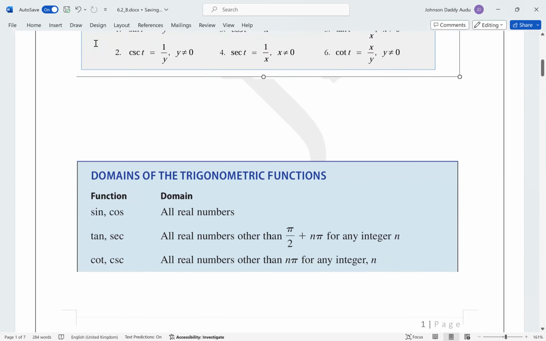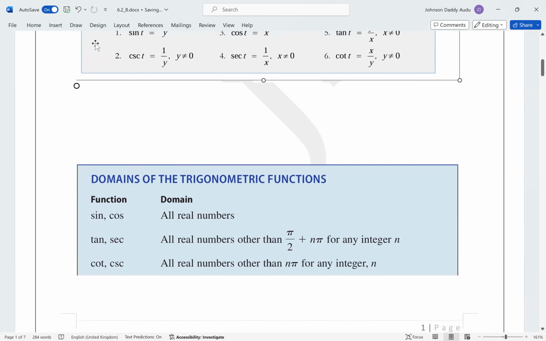So now that we have established the relationship between the trigonometry of angles and that of a real number, we can talk about the domain. If you look at sine and cosine, the domain is all real numbers. So now instead of just restricting ourselves to finding, for example, sine 60, sine 30, and sine 45, all of these are angles, right?